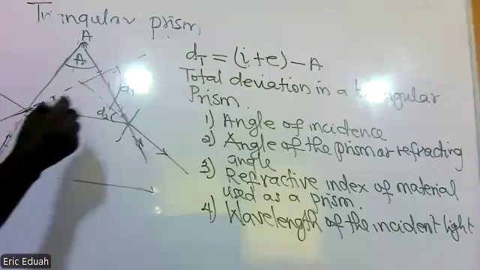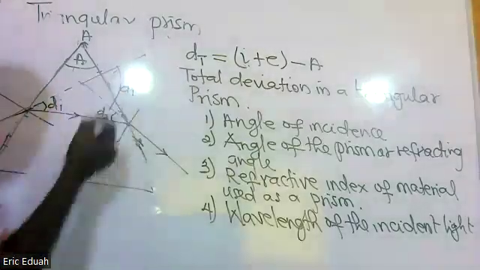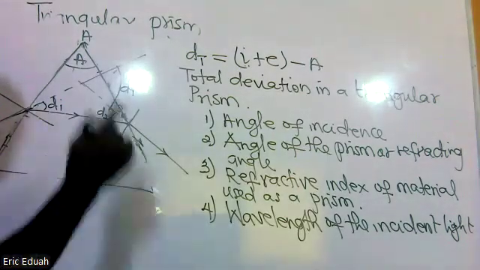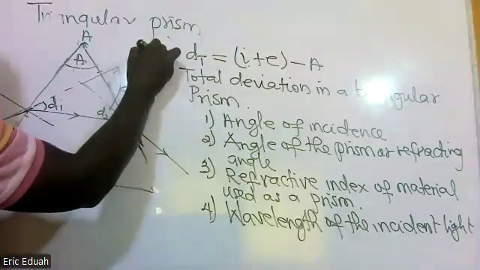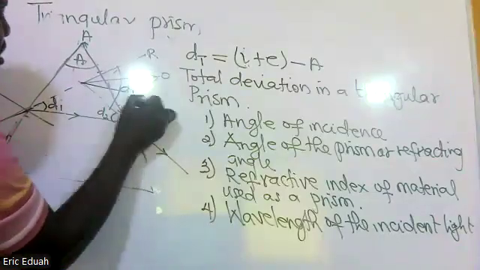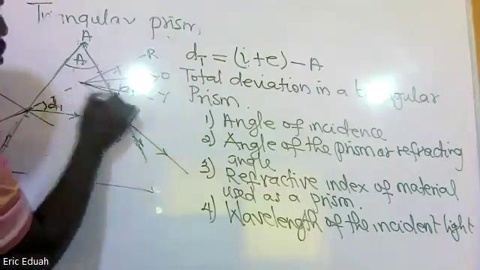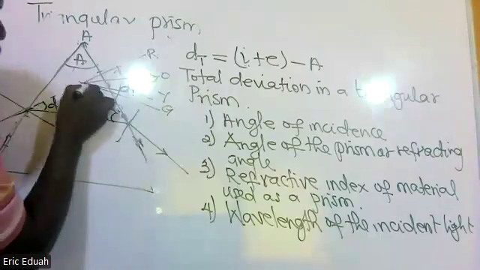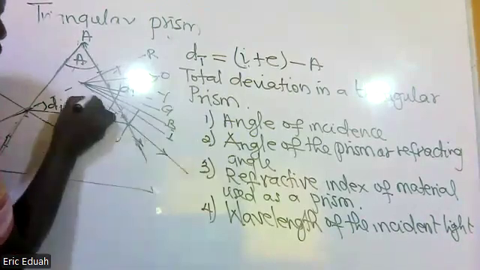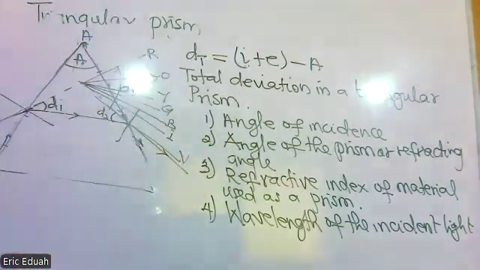Now, the white light will be divided into the various colors or components, which is red, followed by orange, yellow, green, blue, indigo, violet.